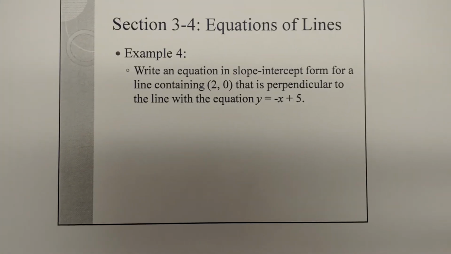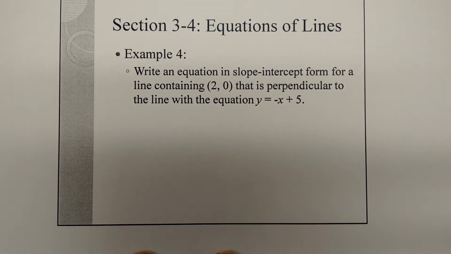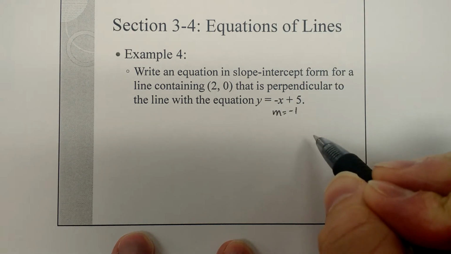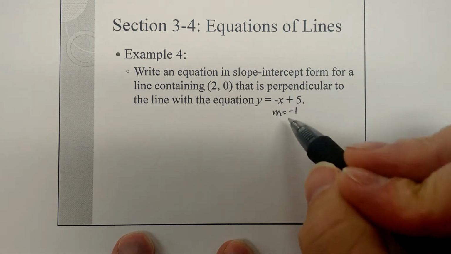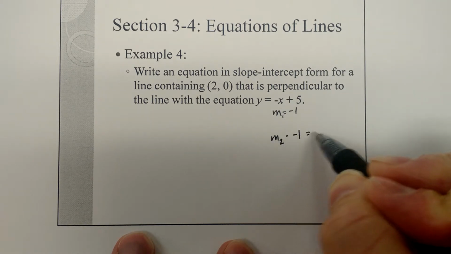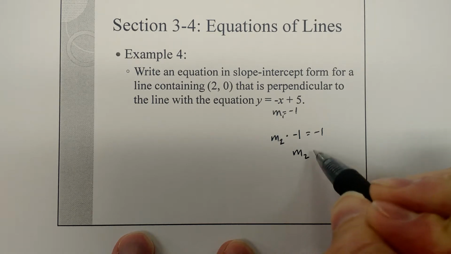Okay, 4 here, write an equation in slope-intercept form for a line containing (2, 0) perpendicular to the line with equation y = -x + 5. So this line has a slope of -1, but I need a line that's perpendicular to that, so we'll call this m1. So m2 times m1 has to equal -1, which means that m2 is 1.